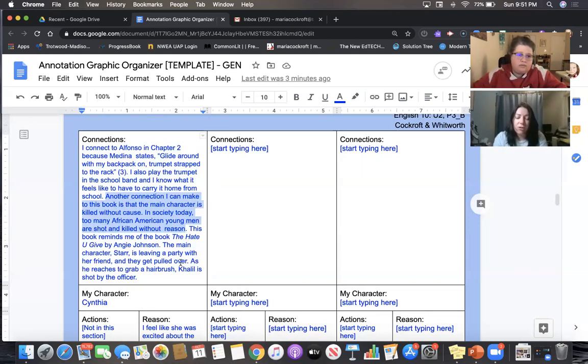The third and final example of a connection is this book reminds me of the book The Hate You Give by Angie Johnson. The main character Star is leaving a party with her friend and they get pulled over. As he reaches back to grab a hairbrush, Khalil is shot by the officer. I leave it short because there's a lot of emotion and a lot of opinions and reactions that you can have after that. But that connection is clear. So I reference another text. I give the author and the title. I give what part of that text it reminds me of.